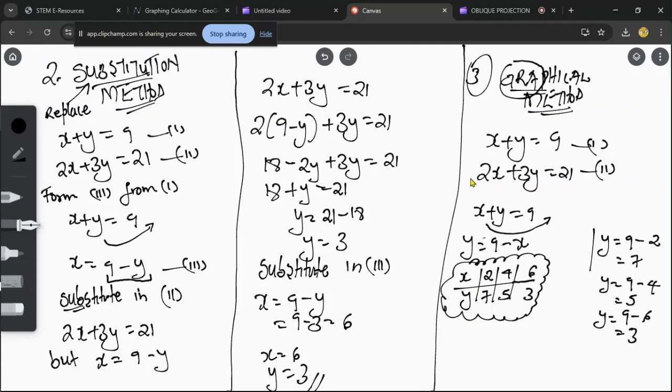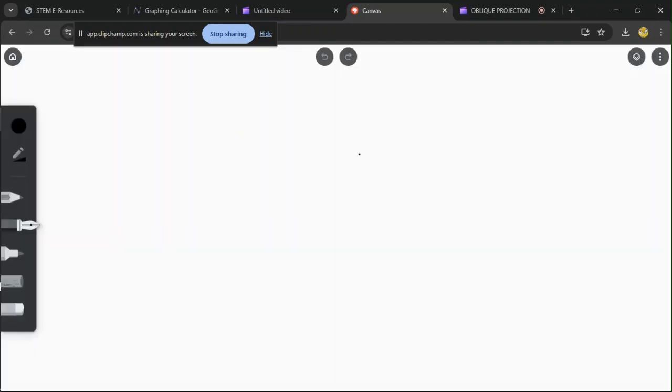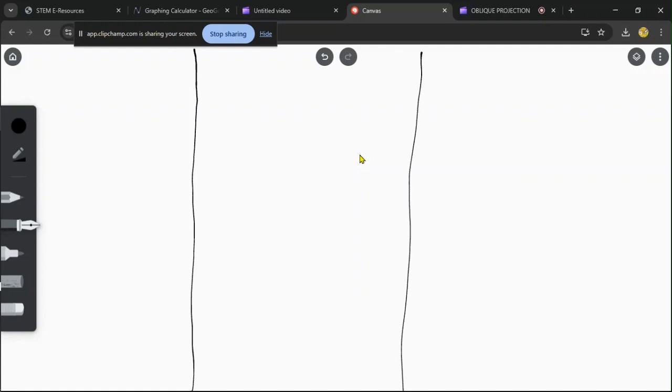I do the same thing to the second equation. So this one is the first one. I've solved that one. I go to the second one. Let me open the other page for that. The second equation reads 2x plus 3y is equals to 21.